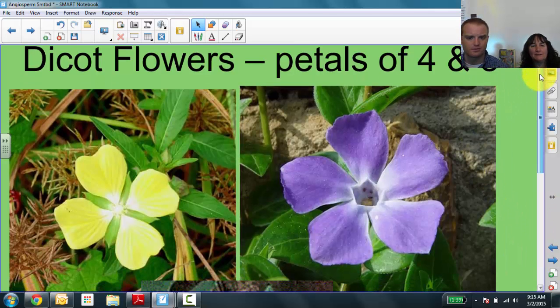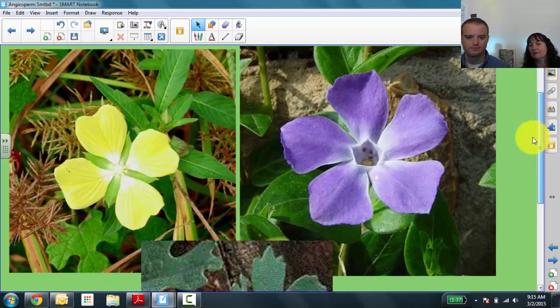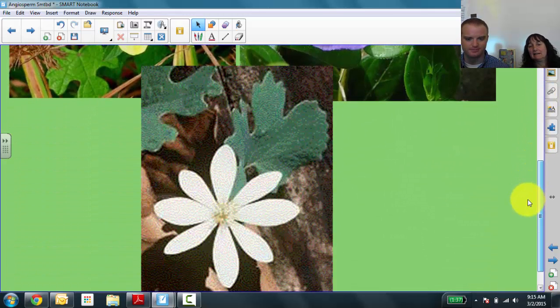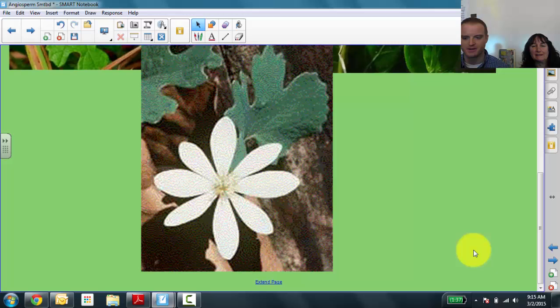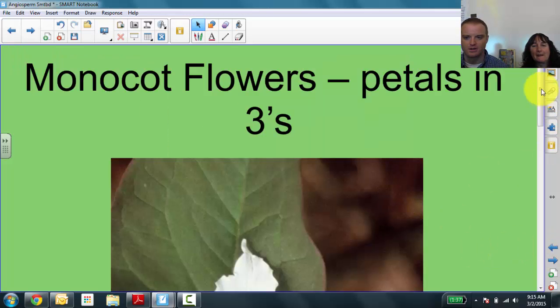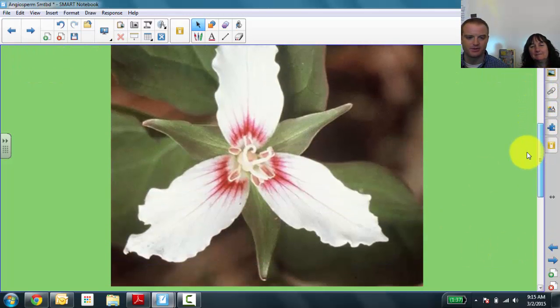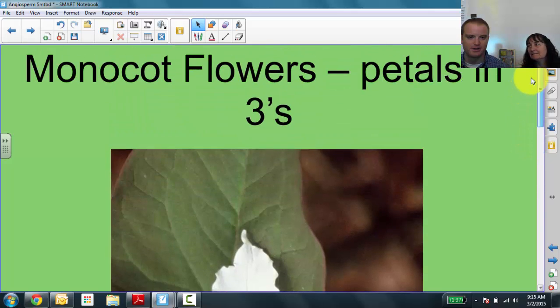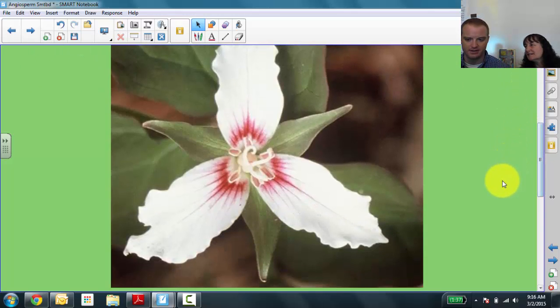Then we have our flowers. Our dicots are going to be in 4s and 5s, and multiples of that. Some of those have lots and lots of petals. And on the other side, the monocot has 1, 2, 3, or multiples of 3. It's like daylilies and things like that.